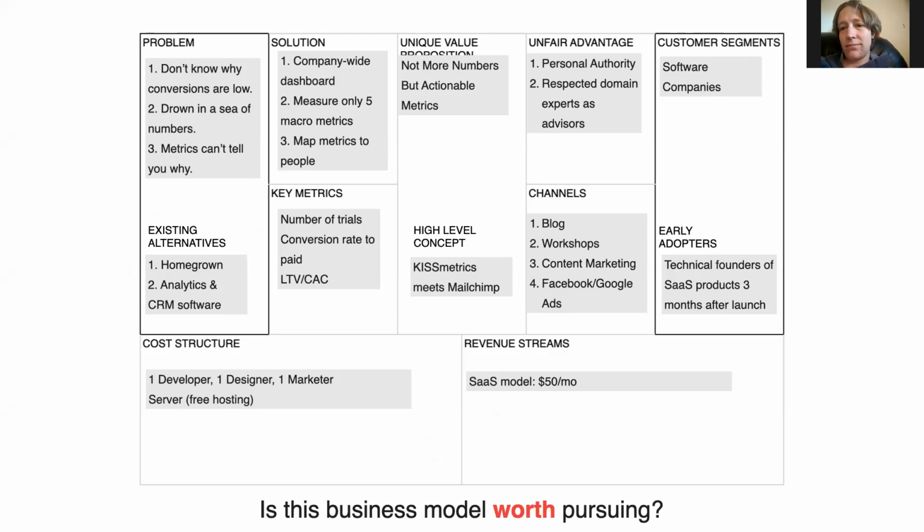This is just an example business model. Don't pay too much attention to what it says. Just focus on this question at the bottom there: is this thing worth pursuing? That's really the ultimate question you have to ask after you're done modeling it out.